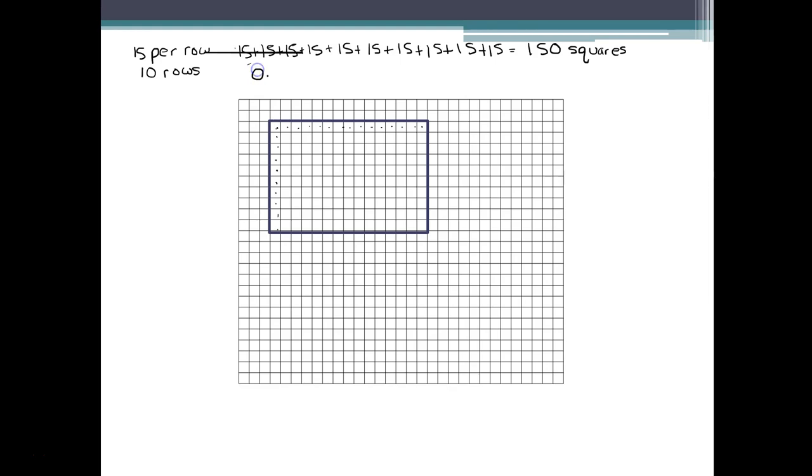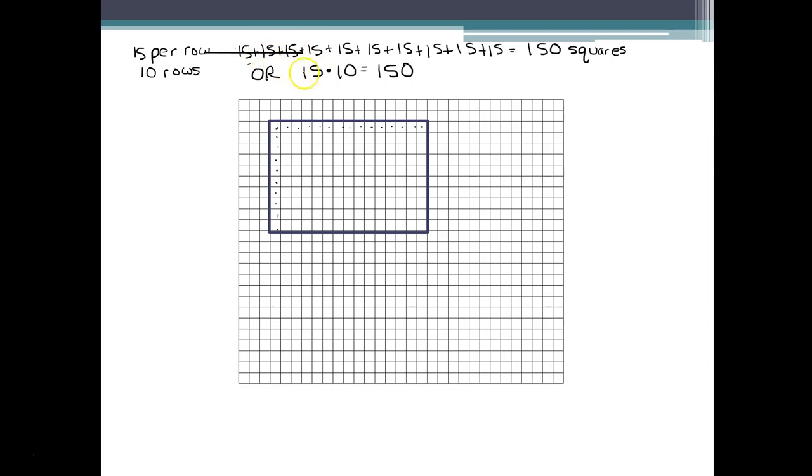Or, remember multiplication is really repeated addition. You can do 15 times 10. You're adding up 15 10 times. So 15 times 10 will get you the same result. So there you go. That's how many squares are inside of that rectangle.